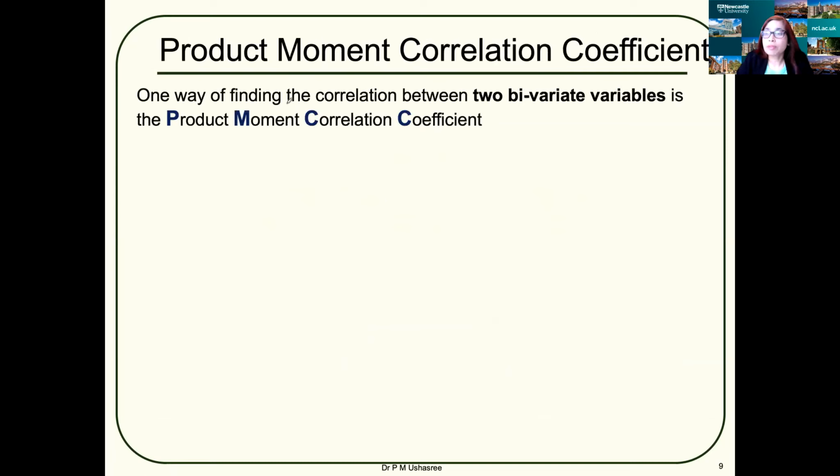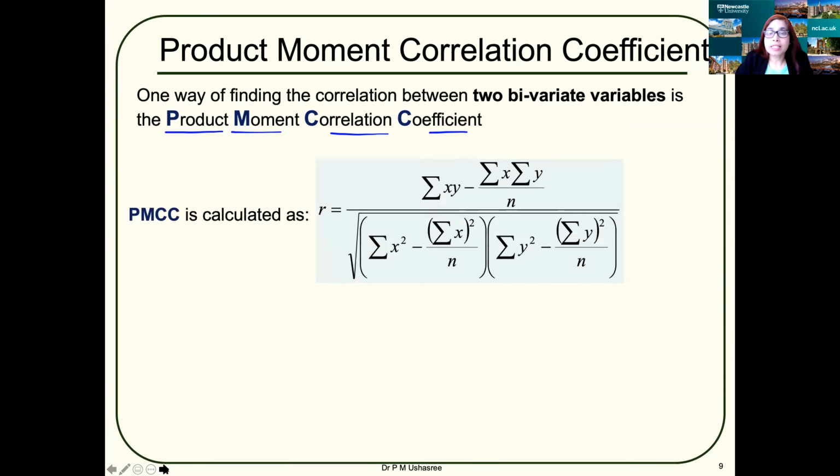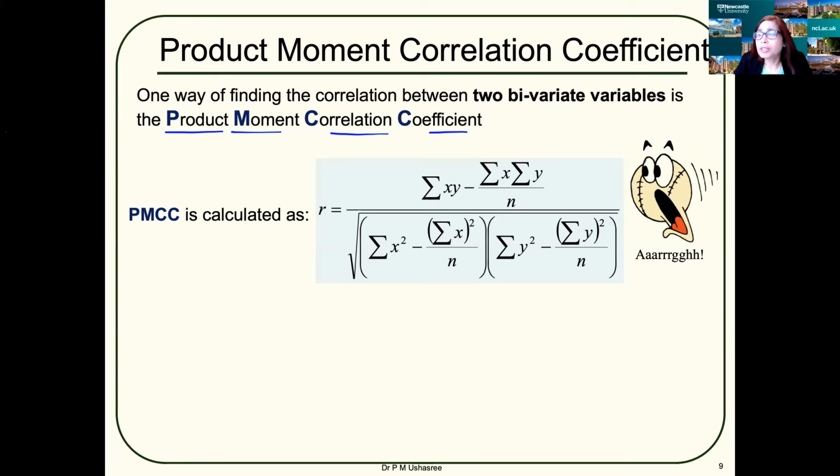One way of finding the correlation between two bivariate variables is the product moment correlation coefficient. So we use the formula to calculate the product moment correlation coefficient. Don't worry, you do not have to learn to derive this formula for this module, because it will be given in the question. In real life, you can directly use a calculator to find the PMCC value, or there are plenty of software and other modes of calculating PMCC. But for this module, you have to use this formula to calculate the PMCC, and you have to clearly state the steps you use to calculate PMCC.